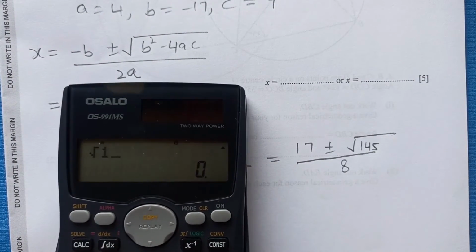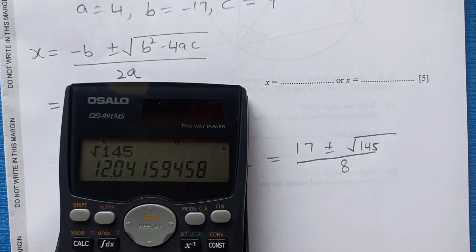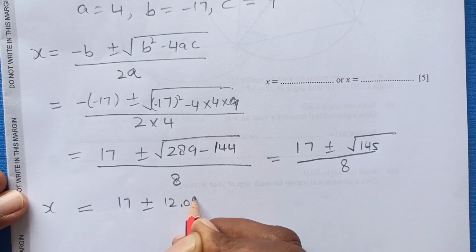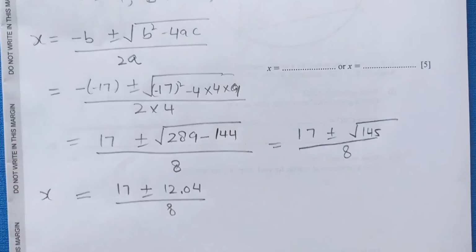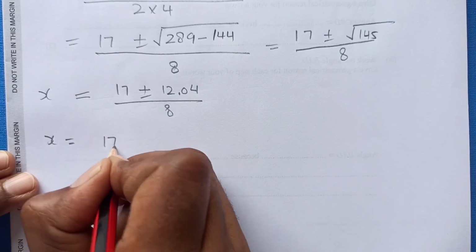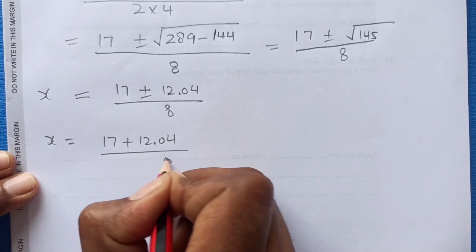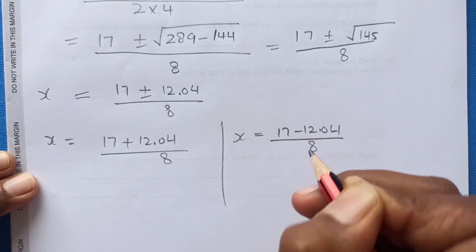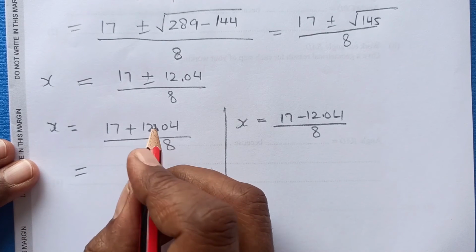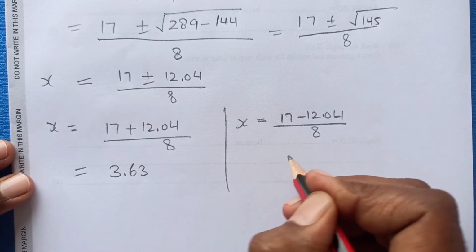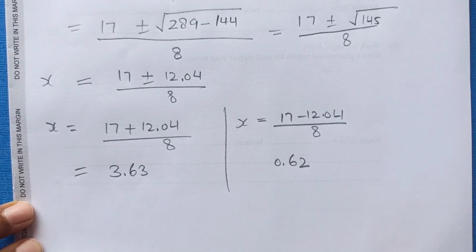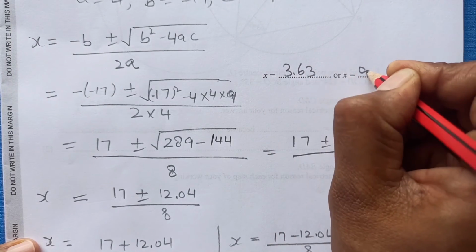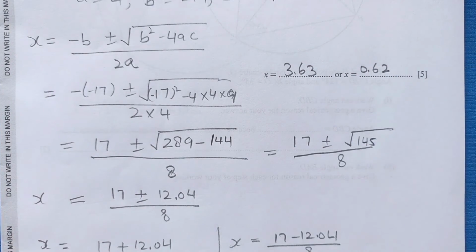So the square root of 145 is 12.04. So x is 17 plus minus 12.04 over 8. Now we can find two values, x equals 17 plus 12.04 over 8. The other one is x equals 17 minus 12.04 over 8, right? Now, when you calculate with the calculator, it comes out to be 3.63 and 0.62. So that is our final answer. We are going to put that here, 3.63 and 0.62, right?